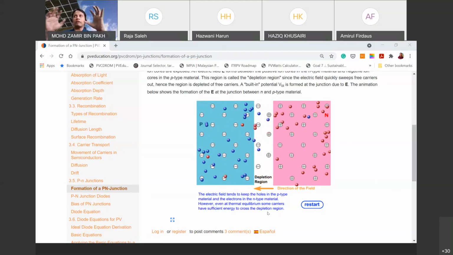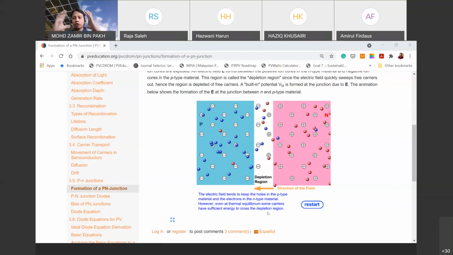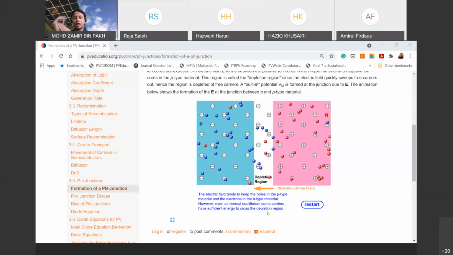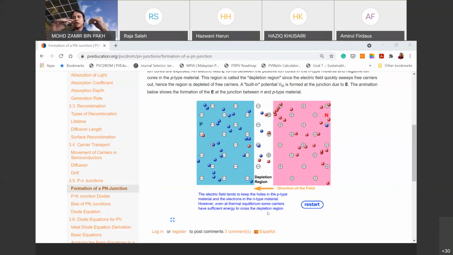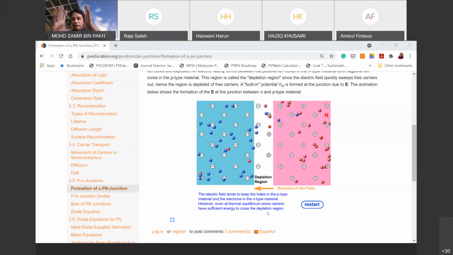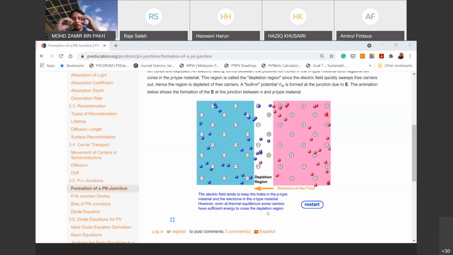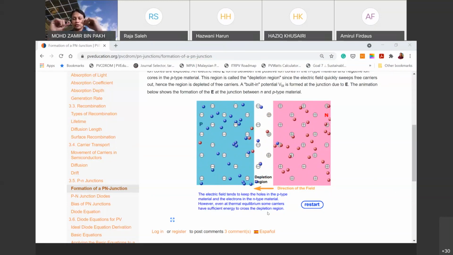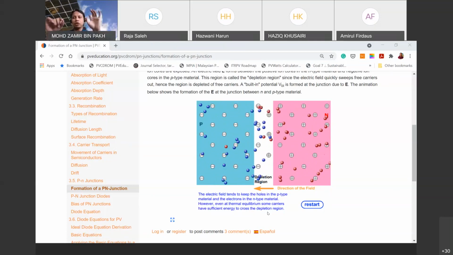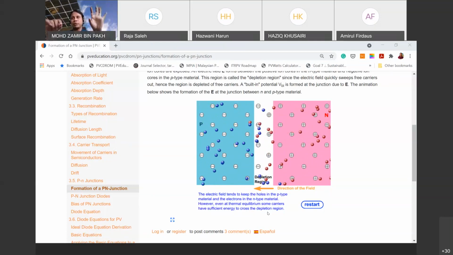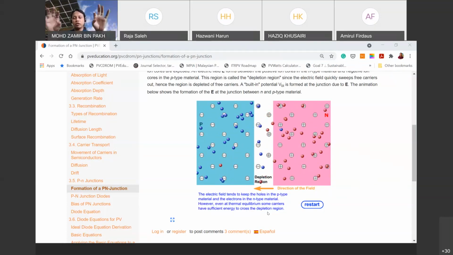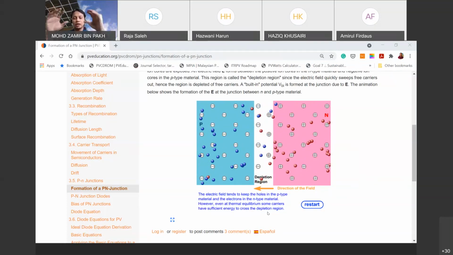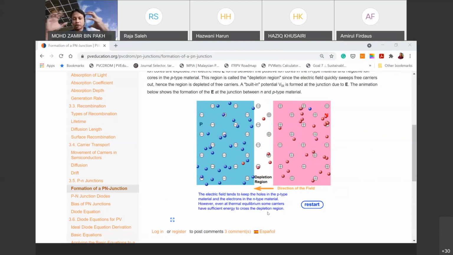So the moment you combine, you're going to have diffusion of holes into n-type, diffusion of electrons into p-type, and then we're going to have fixed ion charges near the junction. As a result, we're going to have an electric field, and this electric field will keep the original carriers, holes in p-type, electrons in n-type, in the original region from further diffusion, right?